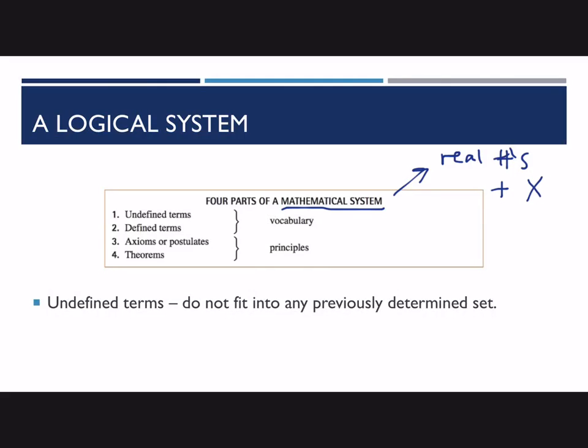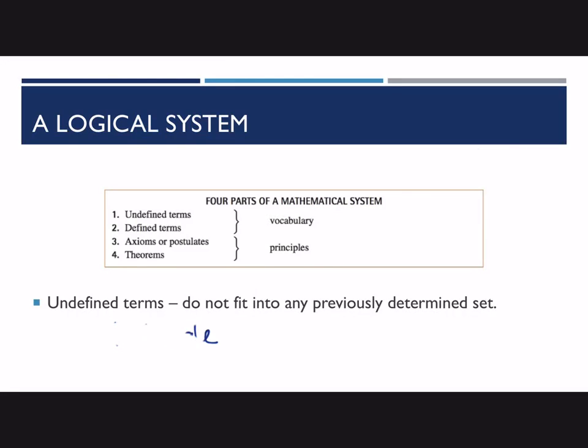And I like this definition for undefined terms: they are things that do not fit into any previously determined set. This is like a set theory definition. If you think about other things, maybe a triangle is not an undefined term because it fits into a larger category or set that we've already described. Sometimes we think of a triangle as a shape or a 2D figure or a plane figure, sometimes a polygon, but it's part of a larger category. For undefined terms, that's not the case.